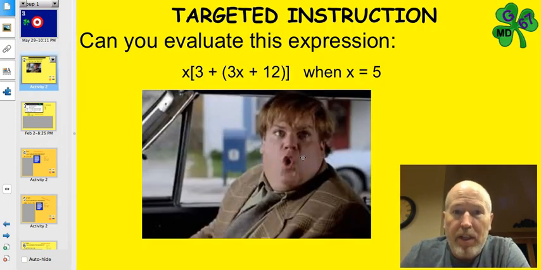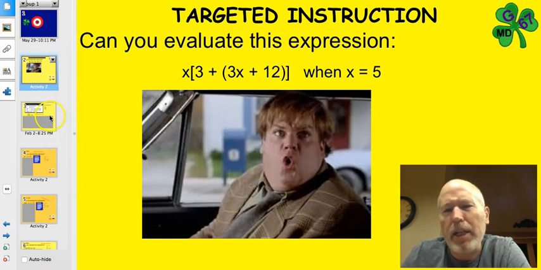Can you evaluate this expression? Holy shnikes. You got to be kidding me. Let's put this problem on hold for a minute and let's take a look at PEMDAS.